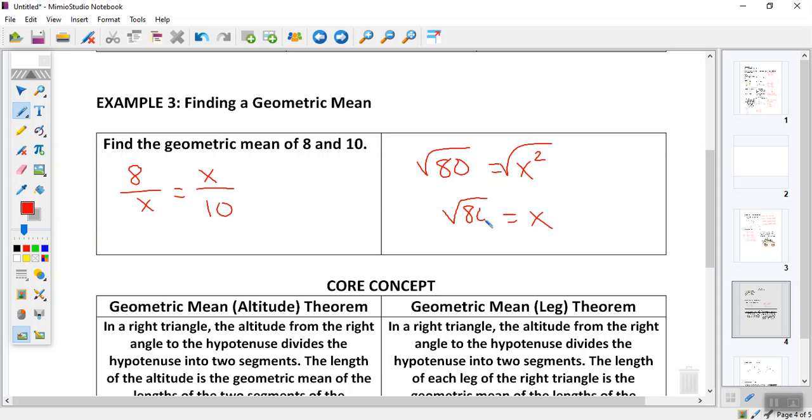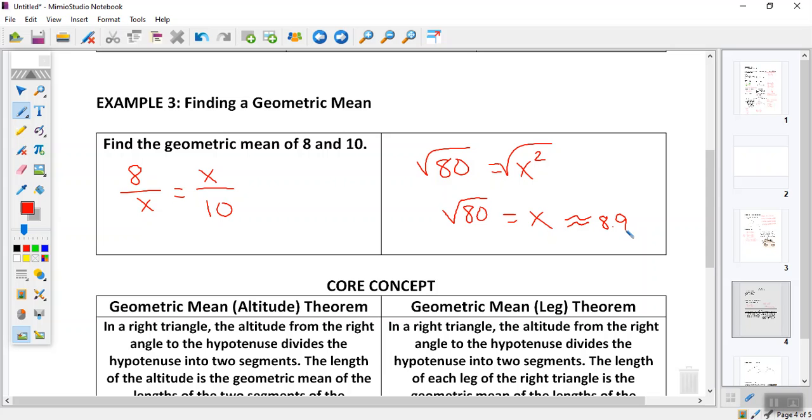I would just leave it as square root of 80. Now, if they tell you to round that to the nearest 10th, that's going to be something that's pretty close to 9, isn't it? Because the square root of 81 would be 9. So it's going to be 8.9 approximately. So sometimes you're not going to have nice numbers to take square roots of. Just leave it as a radical right here, okay? Square root of 80.